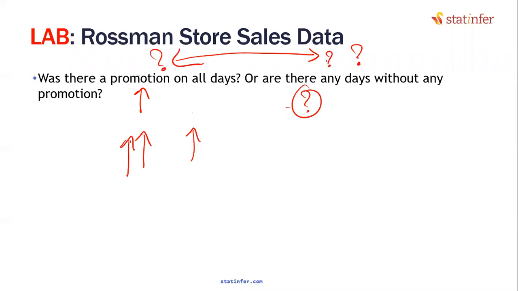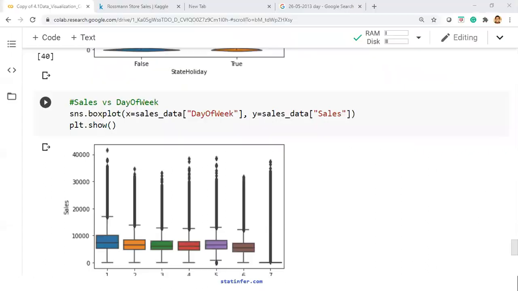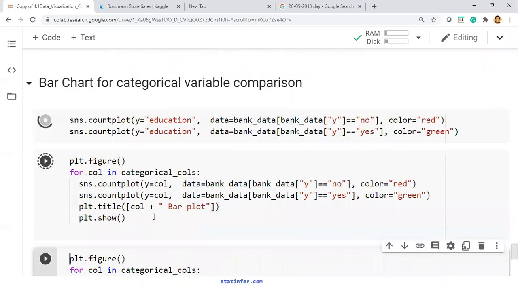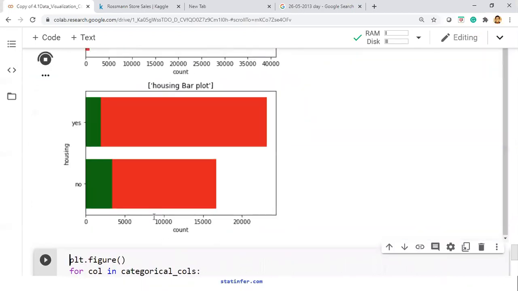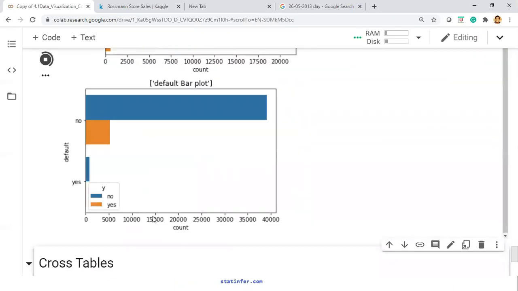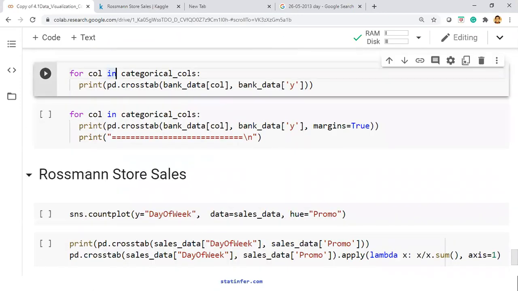Do you want to prove dependence or independence? Can you tell me the result of that? Is my question. Can you quickly check this and tell me whether promotion at all is related to day? Go ahead, all of you. Promotion, yes, no is a category. Day is also a category. Quickly, we will look at this. Here we just understood in this example how to read a category versus category. Direct cross tables also you can create.